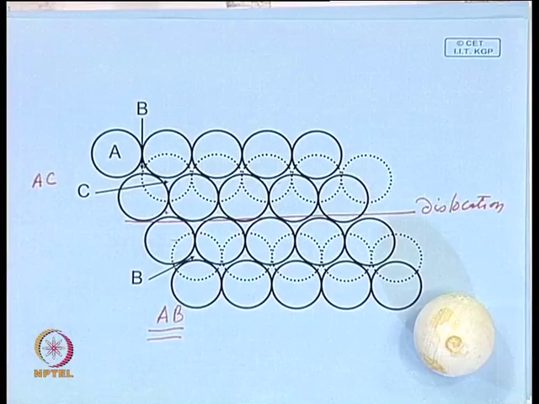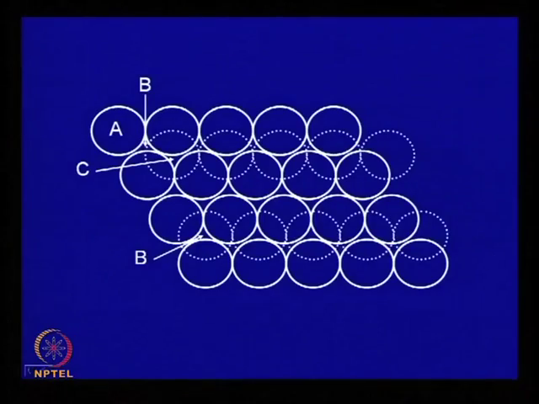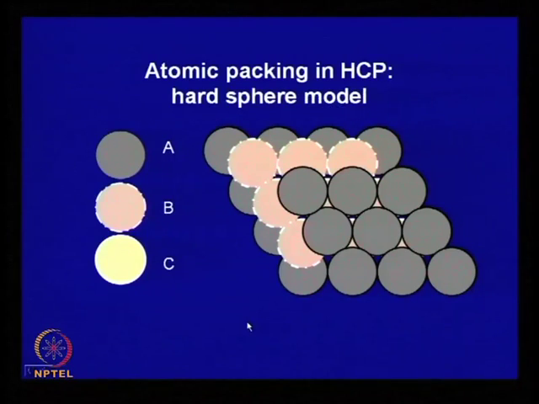So, you look at this figure here, this is what has happened. This row of atoms was earlier touching this, occupying the B site, this has moved to the C site, and it creates a dislocation, a defect over here. And in that case, it will be interesting to recall what is the packing sequence in a hexagonal close packed structure. This is called hexagonal close packed structure.